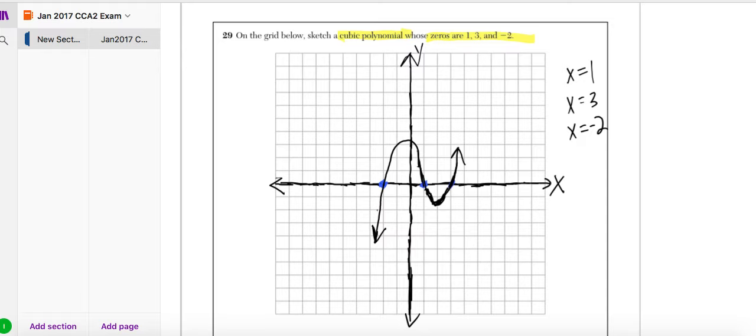So let's make sure we got that. On the grid below, sketch a cubic polynomial. We did. Whose zeros are 1. We got that right here. That's 1. Positive 3. So 1, 2, and 3. So we got 1 and positive 3. And then negative 2. Negative 1, negative 2. That's it. So we sketched a cubic polynomial with the 3 zeros indicated on the grid below. That's it, guys. I felt like a freebie if you know what to do. You just have to understand cubic polynomial means degree 3, which is fine because it has 3 zeros and it has to have 2 turning points. All right, next question.